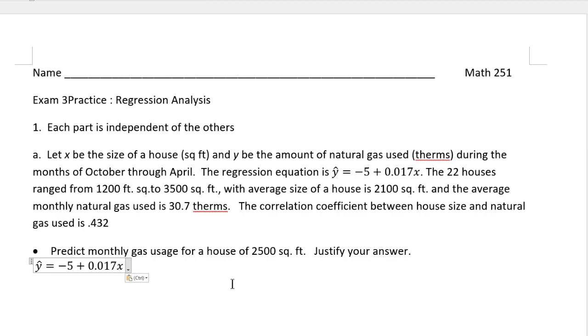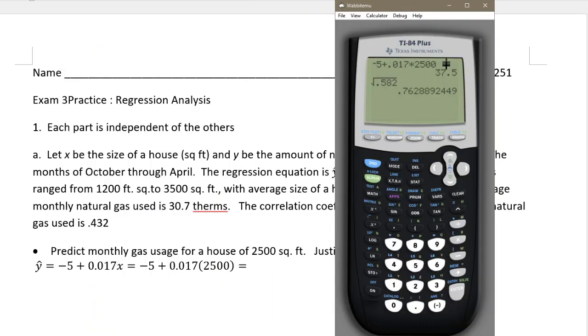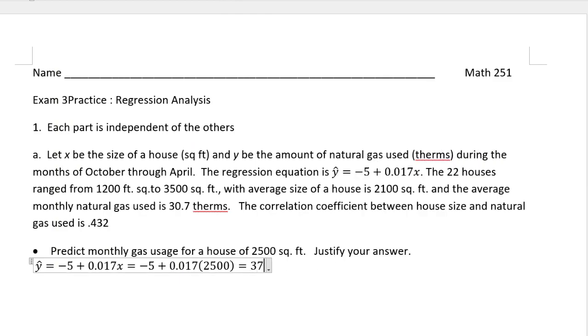with x being plugged in as 2,500. So if you do the calculation for this one, I actually did it a moment ago, and it's 37.5. Okay, and therms is the unit, thermal units.